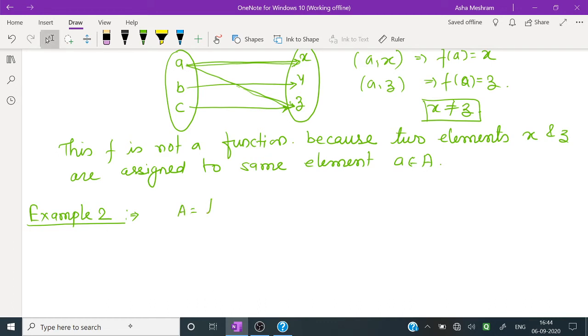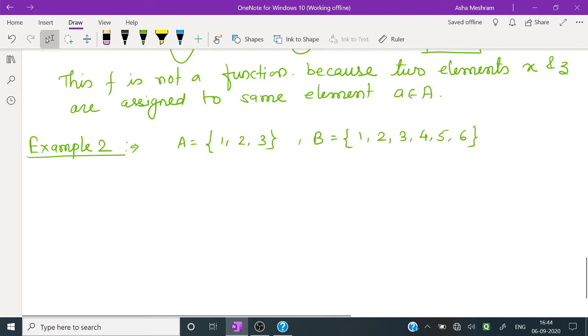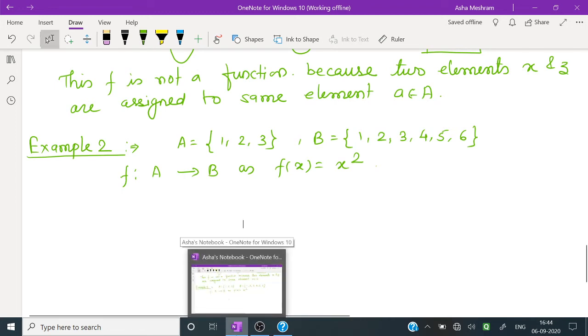So here A is taken as {1, 2, 3}, and B is taken as {1, 2, 3, 4, 5, 6}. Six elements are there. And here the function f is defined as f from A to B, f of x is equal to x square. Now we have to check whether this is a function or not.